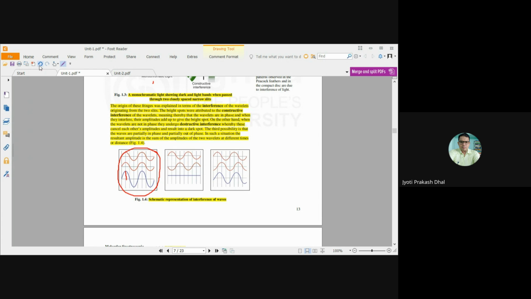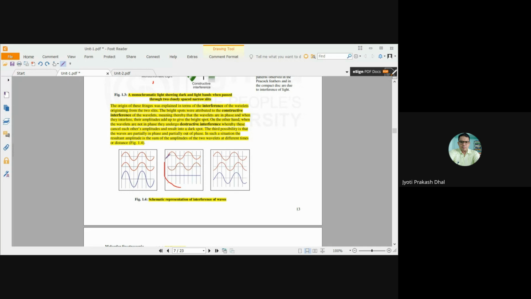But when the two waves are out of phase, as in the second figure, consider a particular wave front. At this position the crest of the first wave and the trough of the second wave fall at that wave front, and hence there will be destructive interference and the amplitude of the resultant wave will be zero.